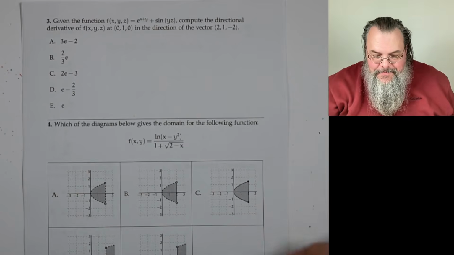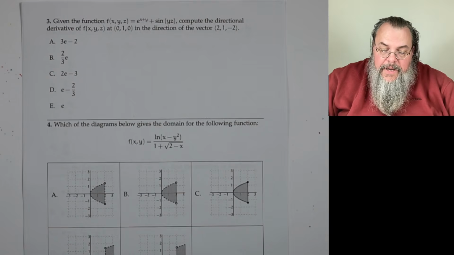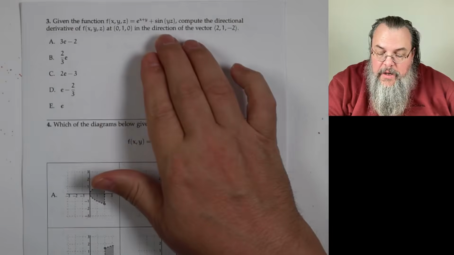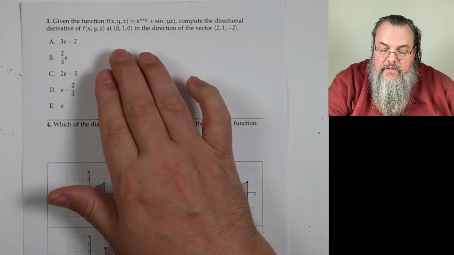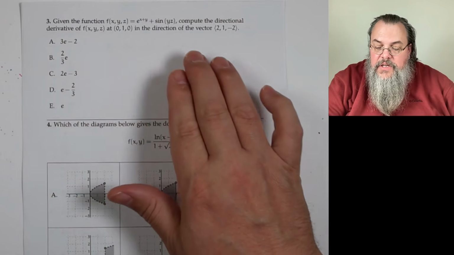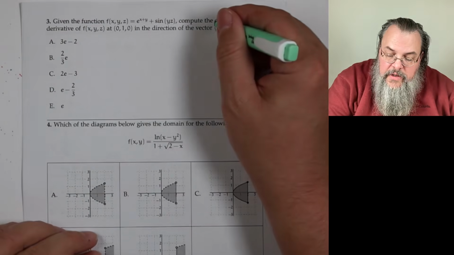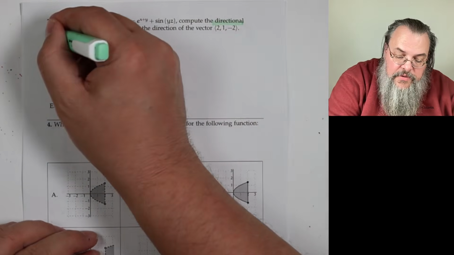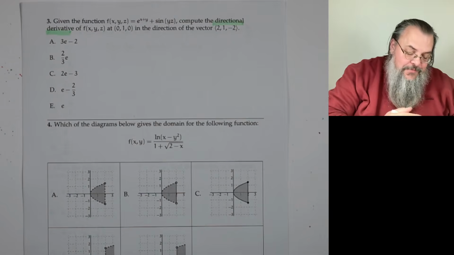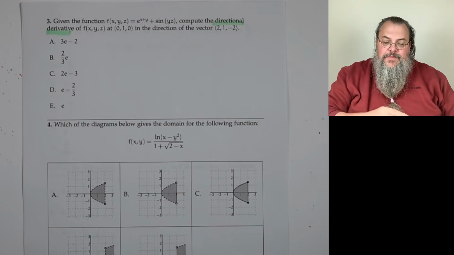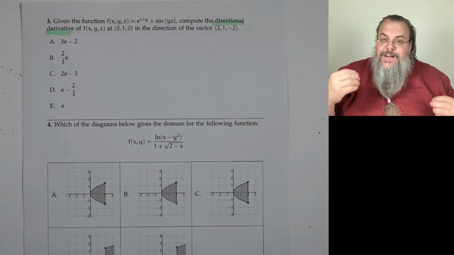Number 3. Given the function f of x, y, z is e to the power x plus y plus sine of yz, compute the directional derivative of f at (0, 1, 0) in the direction of the vector (2, 1, -2). Now, there's a big clue here where it tells us directional derivative. That's a clue that we want to do a directional derivative. Isn't it great when the problem is so explicitly telling you exactly what it's asking for?